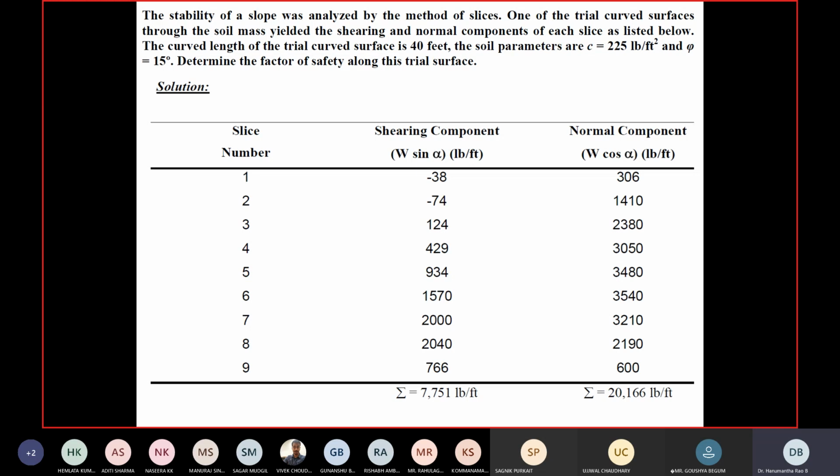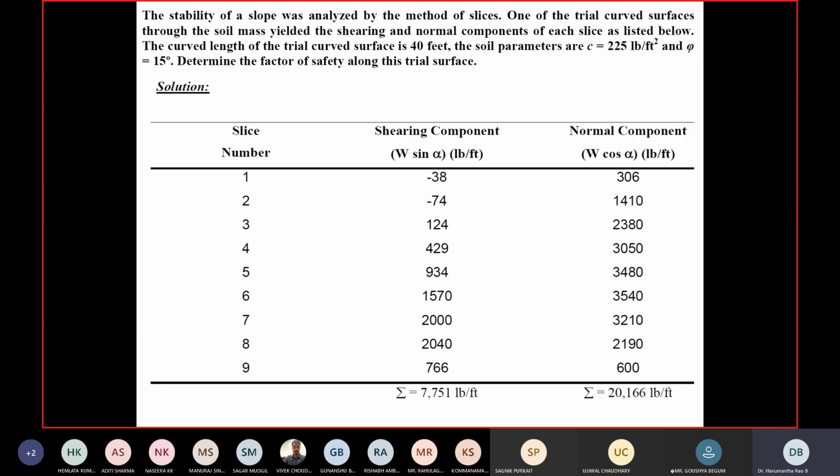Now, if you look at the shearing component, there is a positive value and there is a negative value. This is basically attributed to the fact that, if you recall one of our previous class discussions, the value of alpha is the angle made by the failure plane at the bottom, or the interface between the failure plane and the native soil.